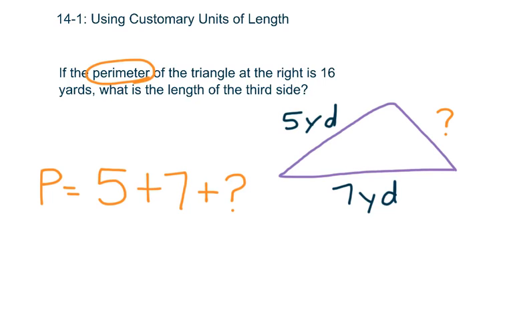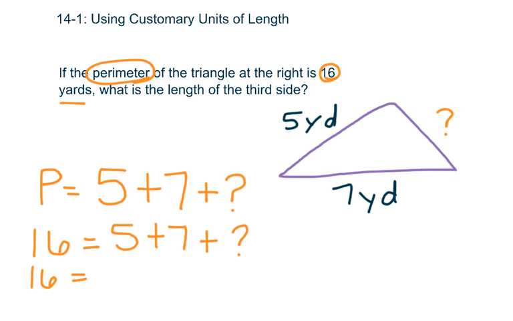So it tells us in the problem that the perimeter is 16 yards. So we need to think about, if we were to add up all of these sides, what length is missing? Well, I know that 5 plus 7 is 12, so I need to think of what plus 12 equals 16. The answer would be 4 yards.